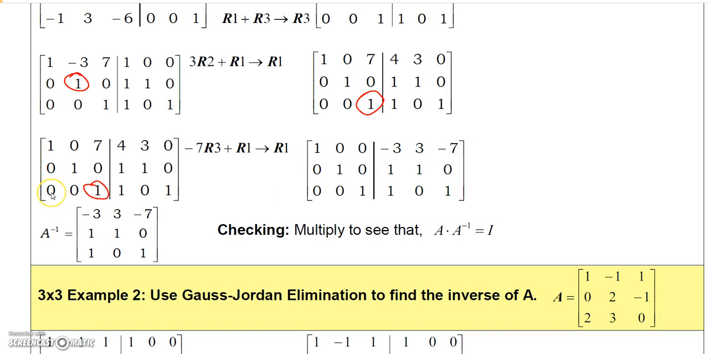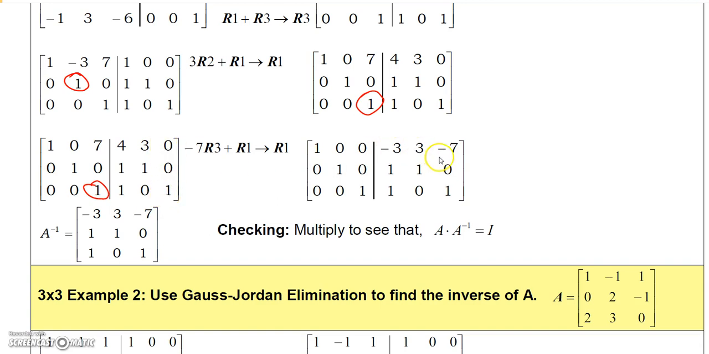So negative 7 times 0 is 0, and then add that to 1, I'll get 1. And then negative 7 times 0 added to 0 gives me 0. Then negative 7 times 1 is negative 7, added to 7 gives me 0. Then negative 7 times 1 is negative 7, negative 7 plus 4 gives me negative 3. Then negative 7 times 0 is 0, and 0 plus 3 gives me 3. And then negative 7 times 1 gives me negative 7.